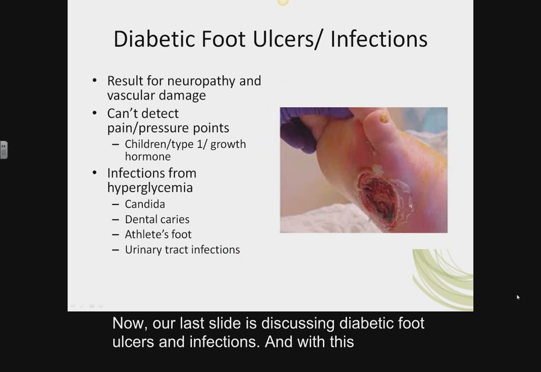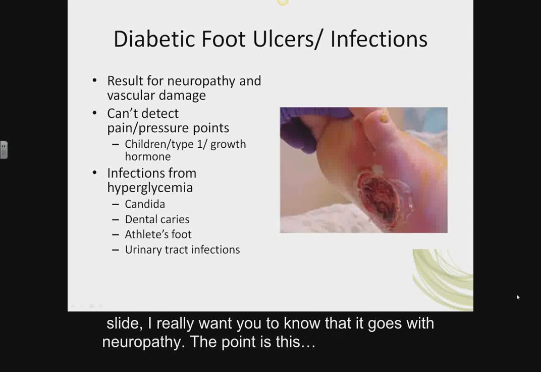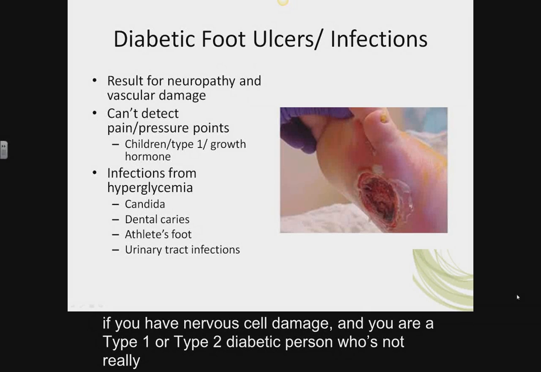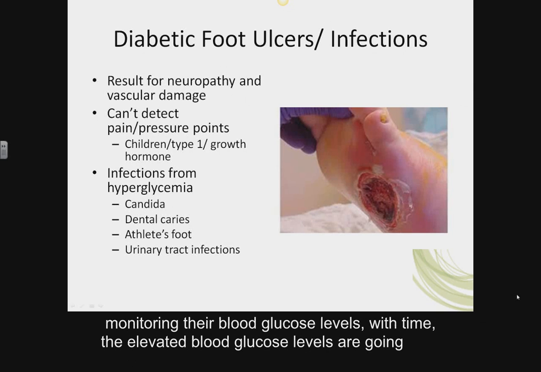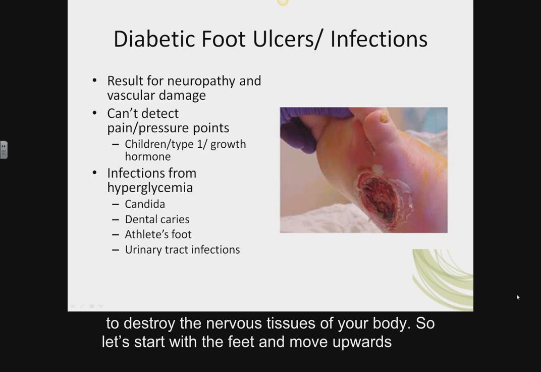Our last slide is discussing diabetic foot ulcers and infections. And with this slide, I really want you to know that it goes with neuropathy. The point is this: if you have nervous cell damage and you have type 1 or type 2, and your person is not really monitoring your blood glucose levels, with time, the elevated blood glucose levels are going to destroy the nervous tissues of your body. So let's start with the feet and move upwards through the legs.